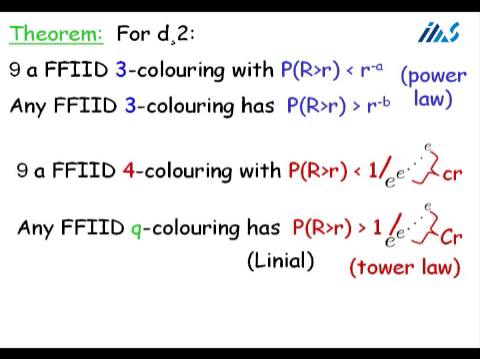Furthermore, there's a 4-coloring that has tower law correlations. So the probability that the coding radius is bigger than r is less than 1 over a tower function of r. And any FFIID Q-coloring has to have tower law behavior. This lower bound is due to Holroyd and Liggett.